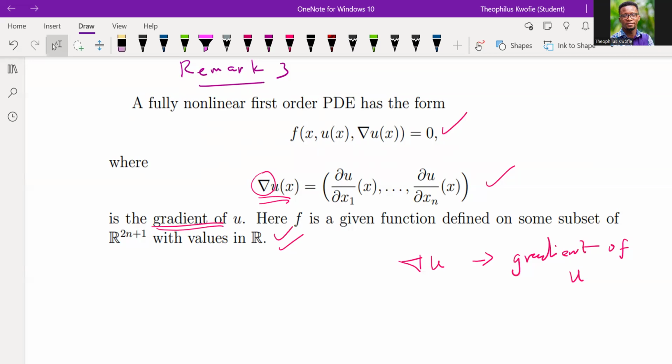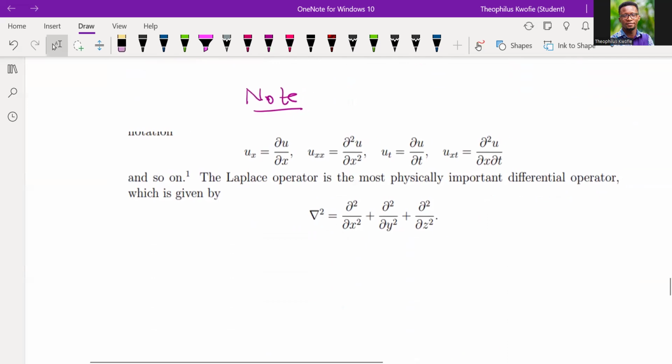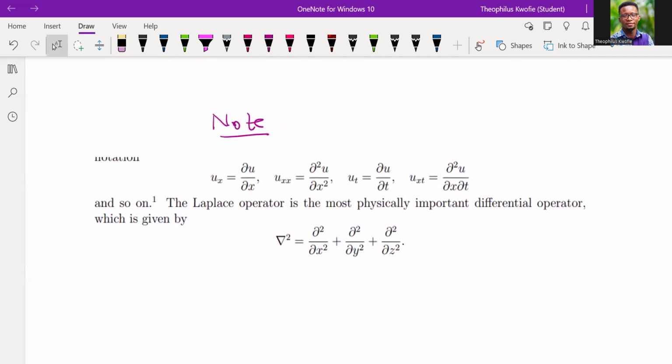But before we jump into that, I think there's a way we can also classify PDEs. Okay, so let's look at that. All right, just a quick one also. We have already introduced this, but just for you to appreciate what we've done, it's probably a recap for you guys. The partial of u with respect to x can also be written as this. The second partial of u with respect to x can also be written as this. The first partial of u with respect to t can also be written as this. And the partial of uxt can also be written as that, and so on.